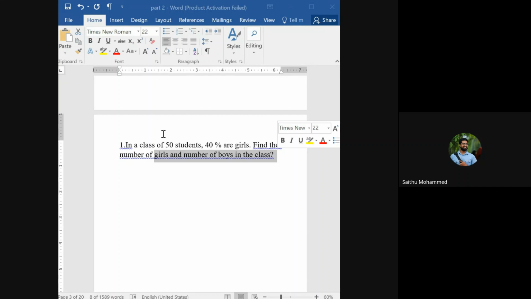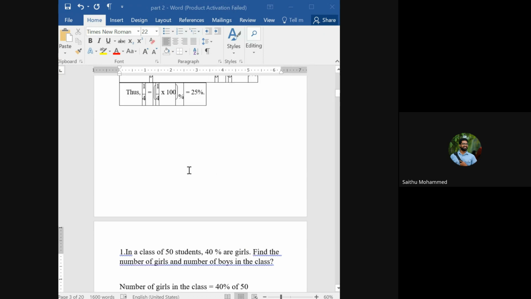So if we find that 60%, our job is done. For that, if you're going with a step-by-step method, first we'll start with whatever is given. Number of girls in the class is equal to 40% of 50. Now, what is 40% of 50? That is what we have discussed here.